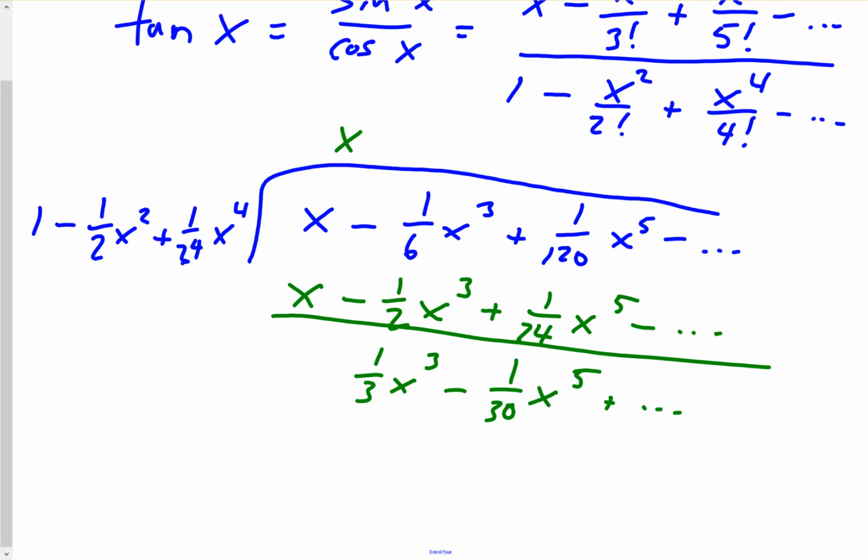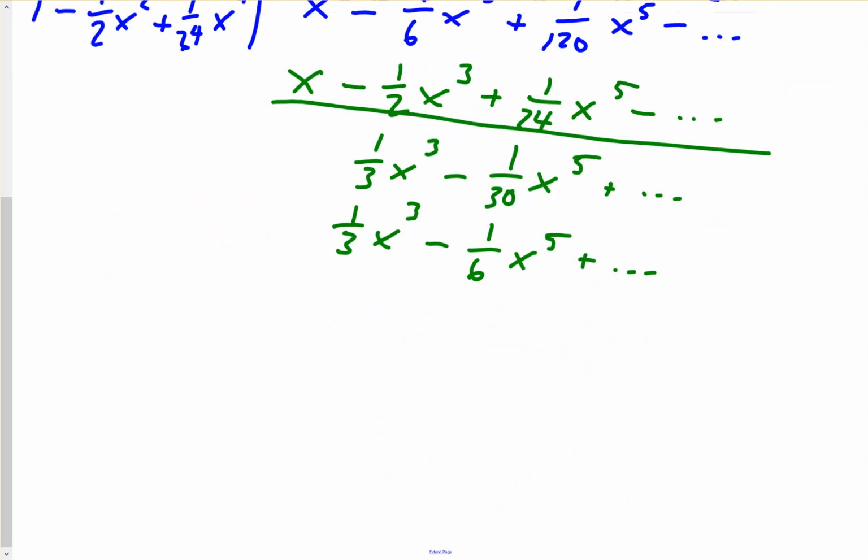Okay, so next I need to get rid of the 1/3 x cubed. So that means I have to multiply 1 times 1/3 x cubed. So plus 1/3 x cubed. 1/3 x cubed times 1 is 1/3 x cubed. 1/3 x cubed times negative 1/2 x squared would be negative 1/6 x to the 5th, and so on and so forth. I only need the first 3 terms, so that's why I'm not going to go further and multiply with the 1/24 x to the 4th.